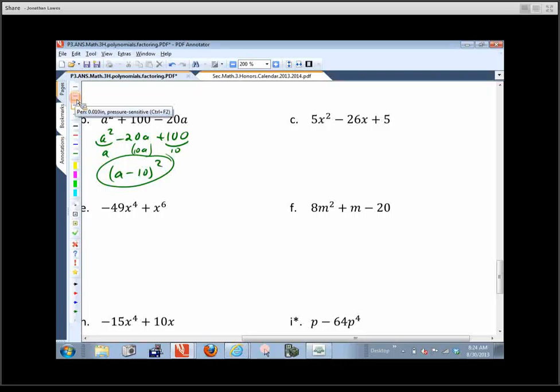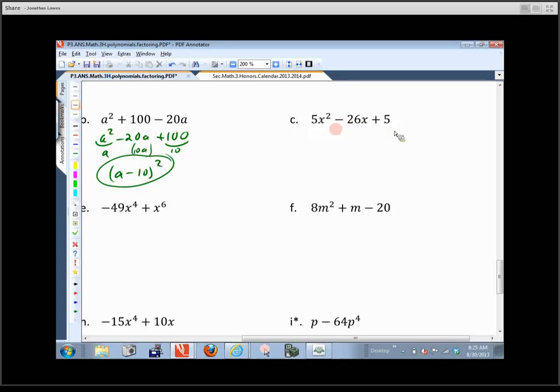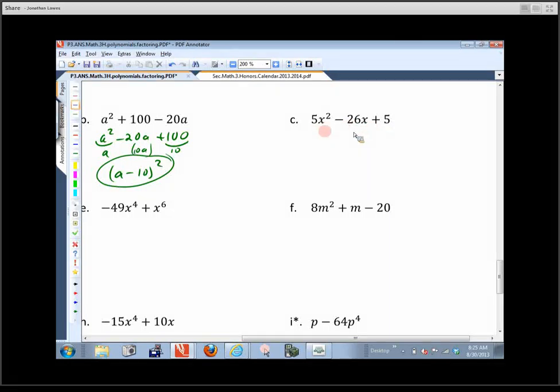So we're on C. And is there a greatest common factor here? No greatest common factor. Okay? So Tony, is this a binomial, a trinomial, or does it have more than that? It's a trinomial. Okay? So next thing we check is, does it start with a perfect square, Tony? Nope. Okay? So there's no way this is going to be a perfect square trinomial.